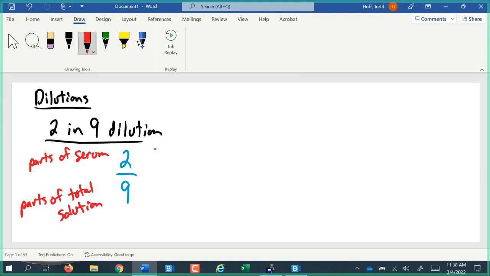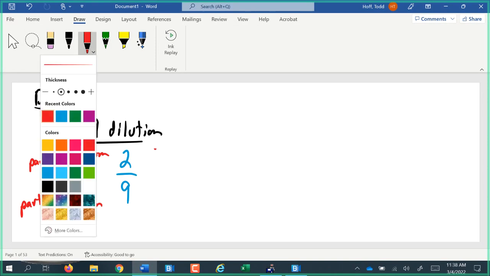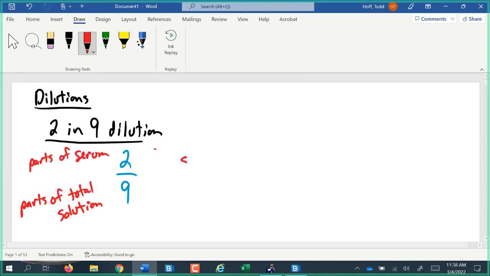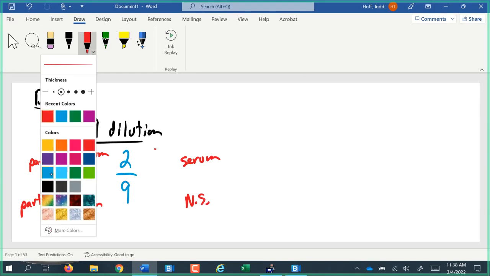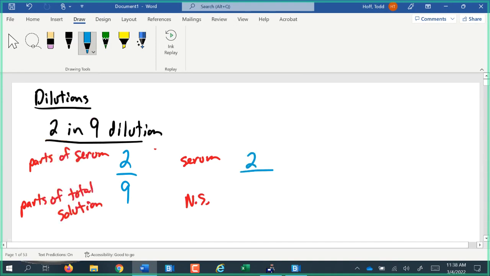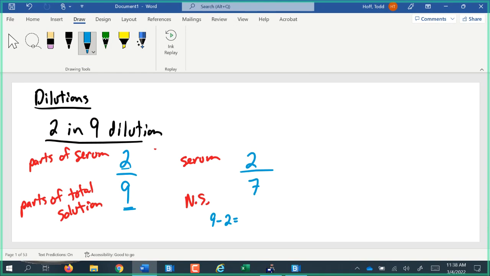And remember, there were two other ratios that come from that ratio. One of them is the ratio of serum to saline. Remember, NS is normal saline or neutral solution. And so we still have two parts of serum, whatever that active ingredient is. The saline makes up everything else in the total solution. So if we have 9 parts total solution and 2 of those parts are serum, 9 minus 2 gives us 7 parts of saline. So that ratio of serum to saline is 2 to 7.